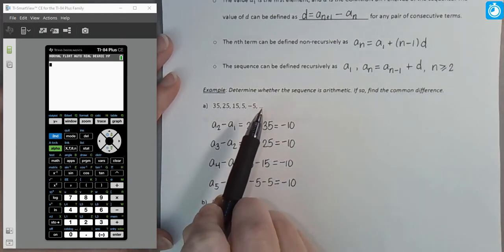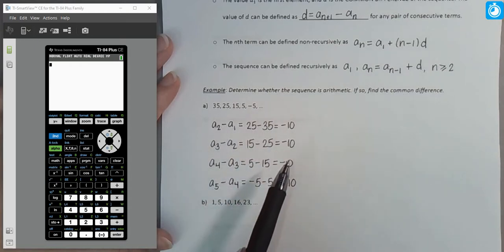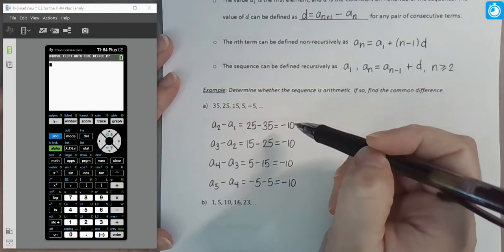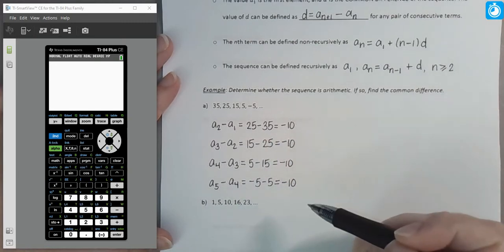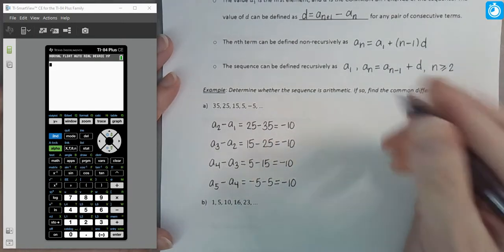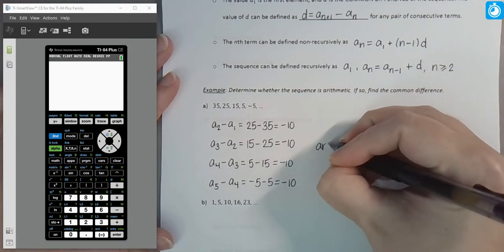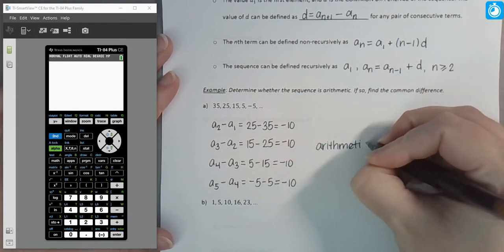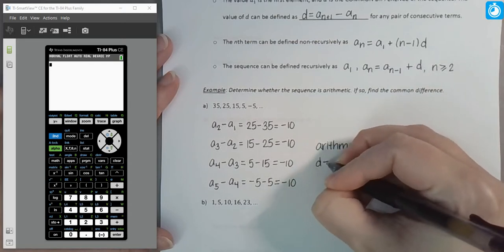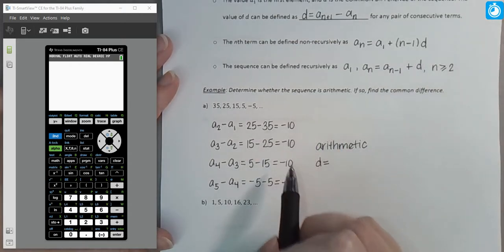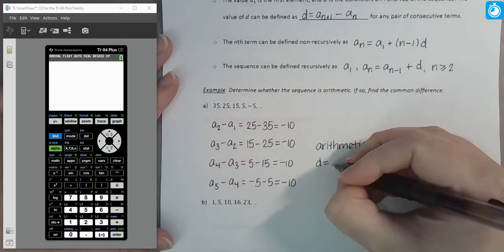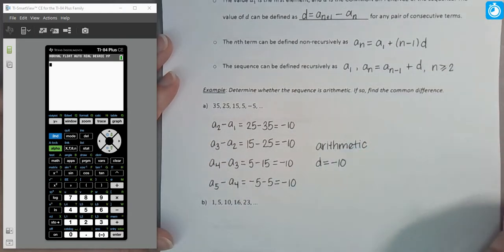And the ellipsis here tells us that we've established a pattern and we can assume that that pattern continues indefinitely. So because the difference between each consecutive pair of terms is going to be the same, then we can say that this sequence is arithmetic. And the common difference d is going to be that common value, the difference between each pair of consecutive terms. So in this case, d is going to be negative 10.